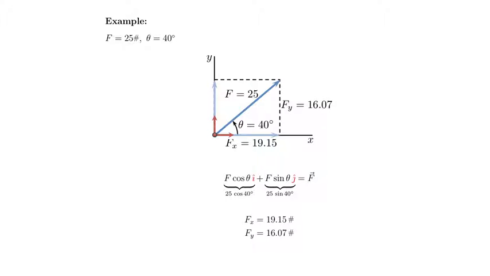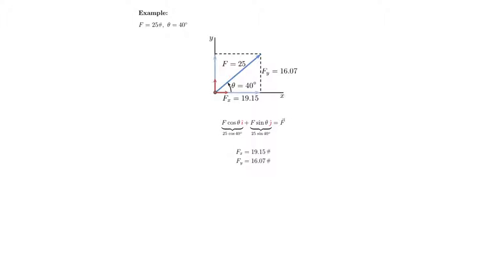We can sketch this result to see if our answers are making sense. Since the 40-degree angle is less than the half angle of 90 degrees for the right triangle, that is, less than 45 degrees from the x-axis, we expect the fx component to be greater than the fy component. So our answers do make sense.